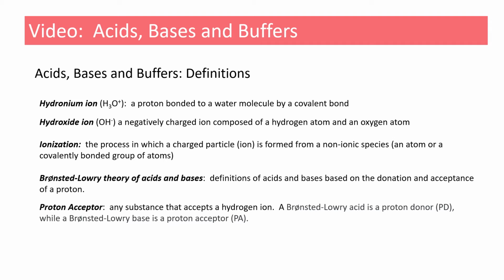The Bronsted-Lowry theory of acids and bases. Definitions of acids and bases are based on the donation and acceptance of a proton. A proton acceptor is any substance that accepts a hydrogen ion. A Bronsted-Lowry acid is a proton donor, while a Bronsted-Lowry base is a proton acceptor.